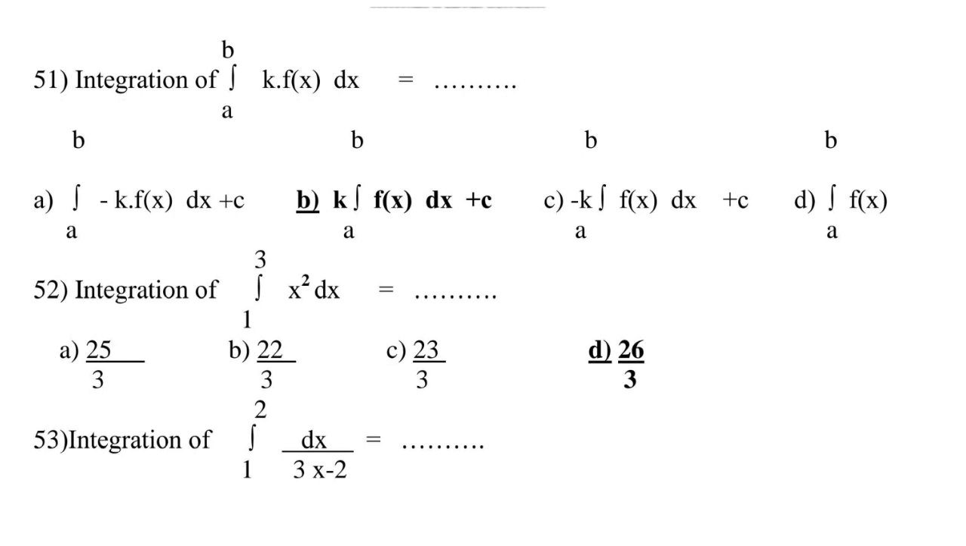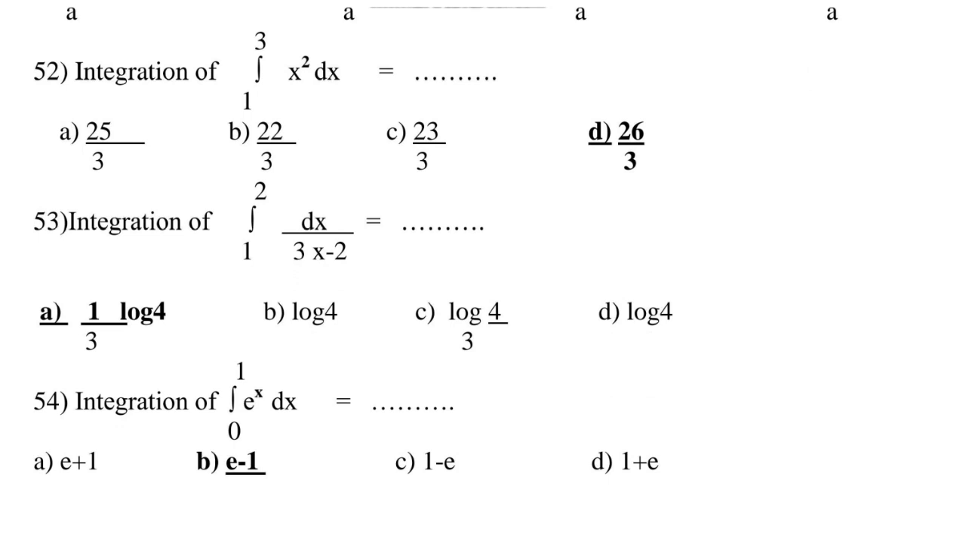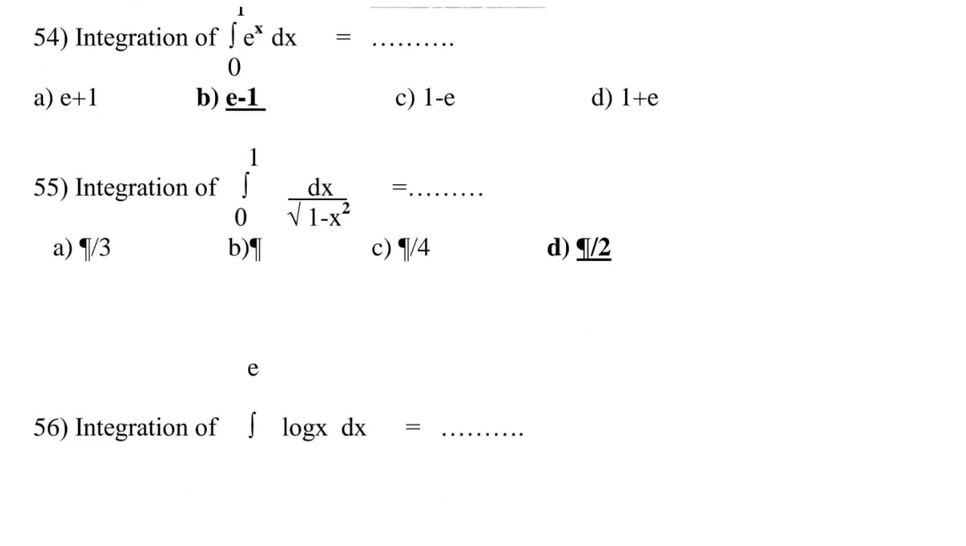Integration of a to b kfx dx is equal to k times integration a to b fx dx plus c. Then question number 52 is integration of 1 to 3 x square dx is equal to 26 by 3. Integration of 1 to 2 dx upon 3x minus 2 is 1 by 3 log of 4. Question number 54 is integration of 0 to 1 e^x dx is e minus 1.